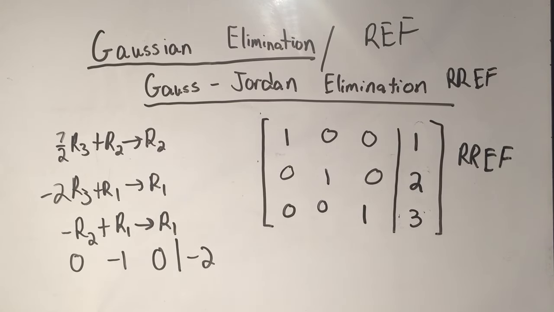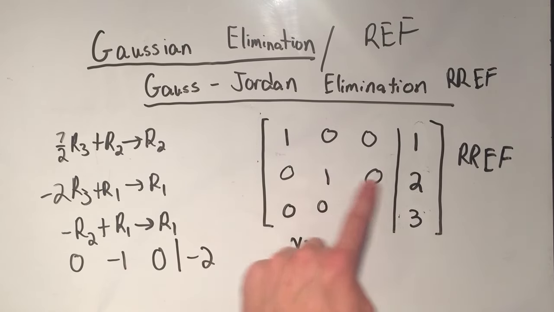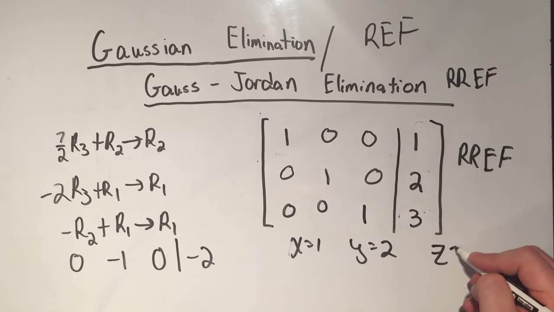And you'll notice that we can just read off the answers like we got last time. X equals 1, Y equals 2, and Z equals 3, just as before. So that's how you do Gaussian elimination and Gauss-Jordan elimination. Just as a refresher, Gaussian elimination, you do row echelon form. Gauss-Jordan elimination is reduced row echelon form.